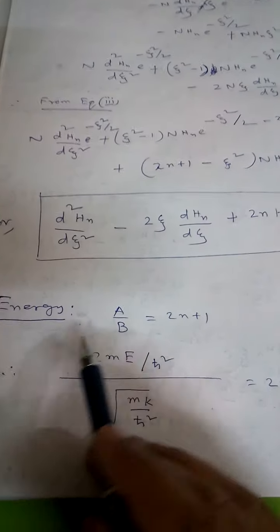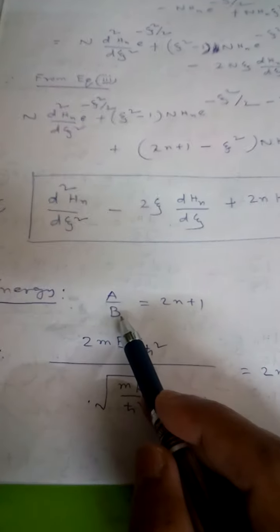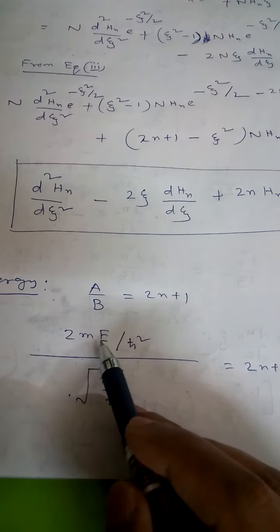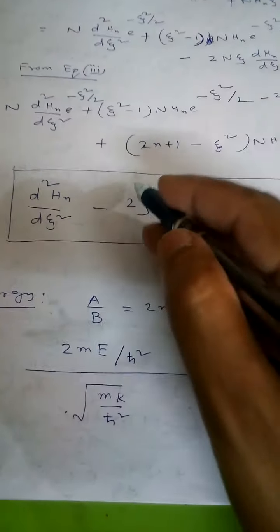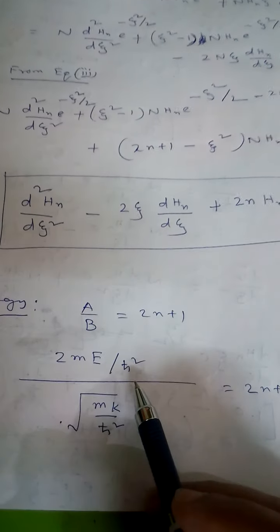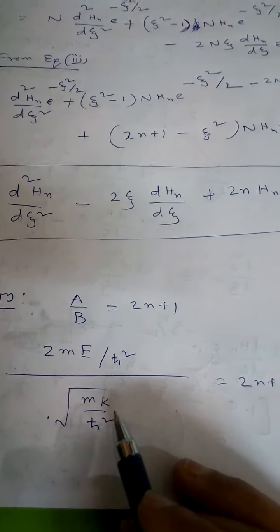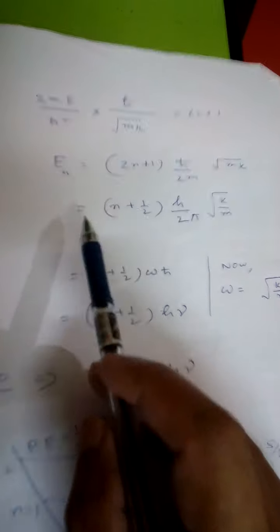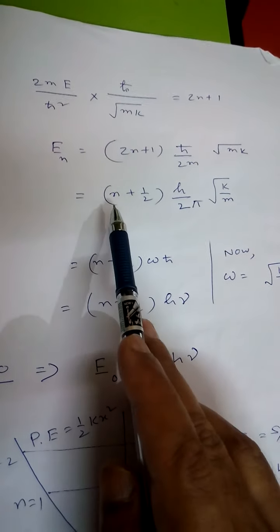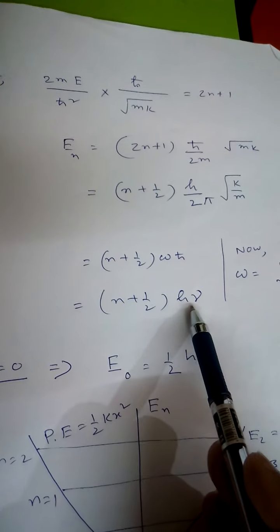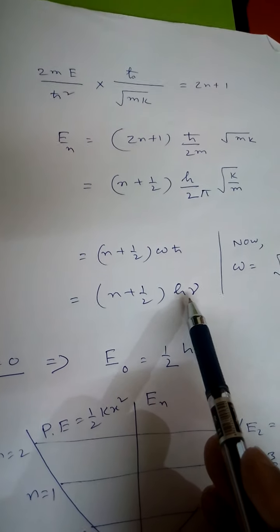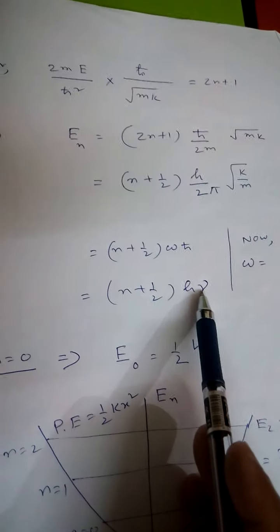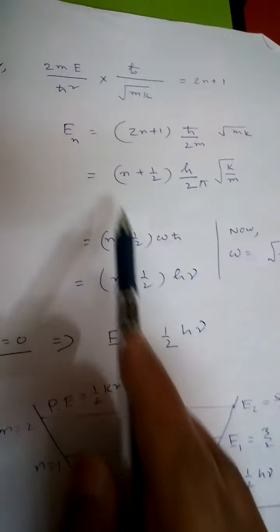Now let us find the energy. We have already considered a by b equals 2n plus 1. Putting the values of a and b, we earlier considered A as 2m by h cut square and B as square root of mk by h cut square, equal to 2n plus 1. After simplification, we have the expression En equals n plus half into h nu. This indicates that energy is quantized. This is called quantization of energy.